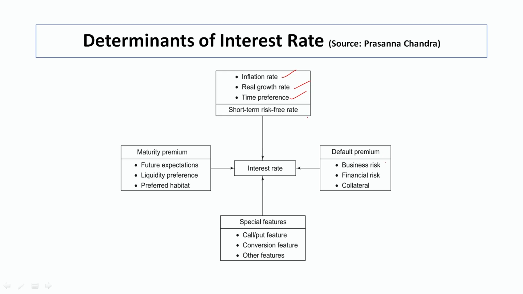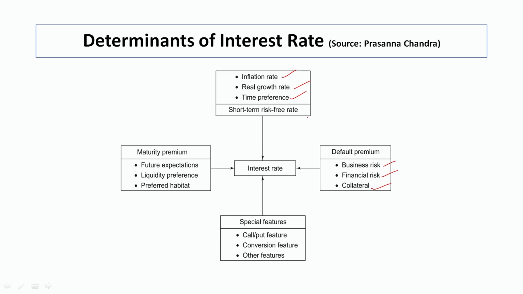Then default premium, in the sense of business risk: which particular company is issuing the bond. If there are certain internal and external factors that cause business risk, in that situation the credit rating of the company also decreases and people will demand a higher interest rate. Financial risk: again, what is the capital mix of the company. If the amount of debt is quite high in the company, in that situation also people demand a higher interest rate. Collaterals: what type of fixed asset is collateralized against the debt instrument or bond instrument. If it is good enough to compensate the investors in a situation of risk, then it is good.